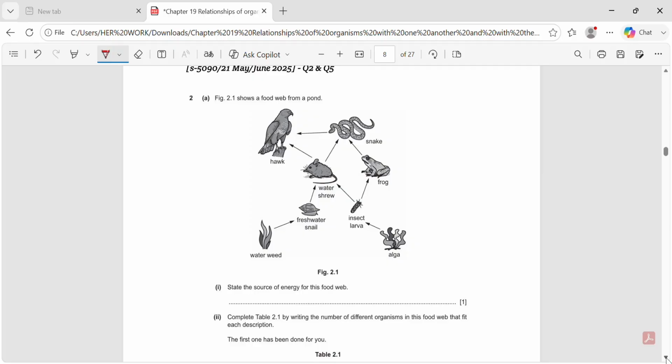The first part asks, state the source of energy for this food web. This is a simple recall question. In every ecosystem, the original source of energy is the sun. Producers capture sunlight during photosynthesis, and this energy is then transferred through the food web. So the answer we write is, the sun is the source of energy for this food web.